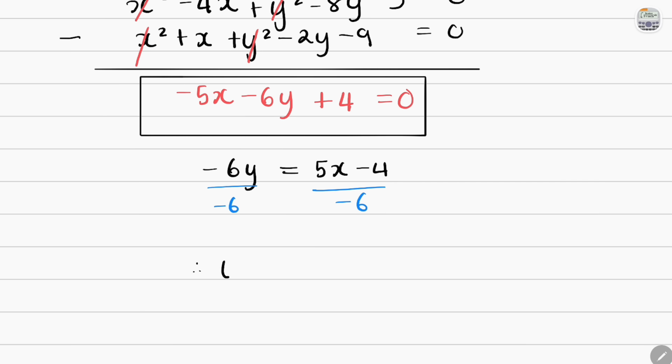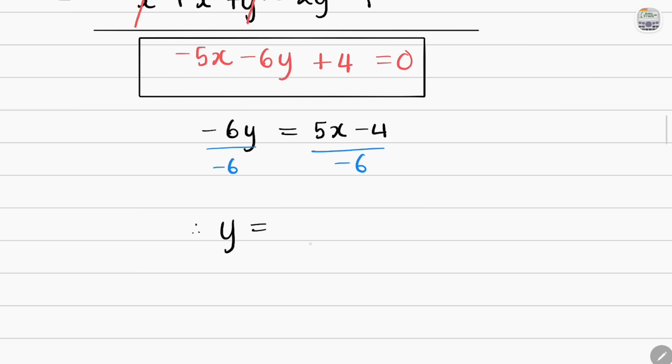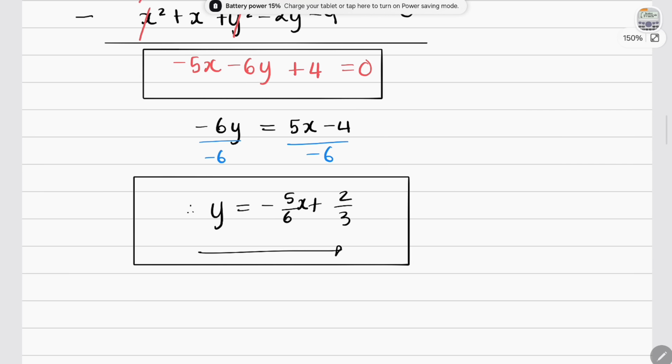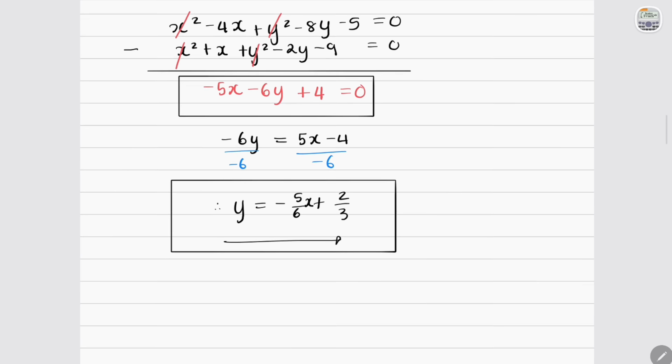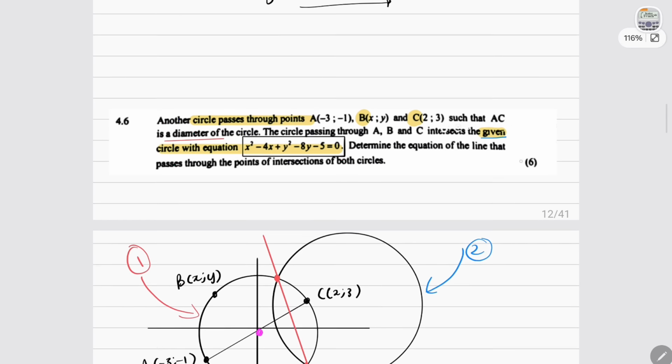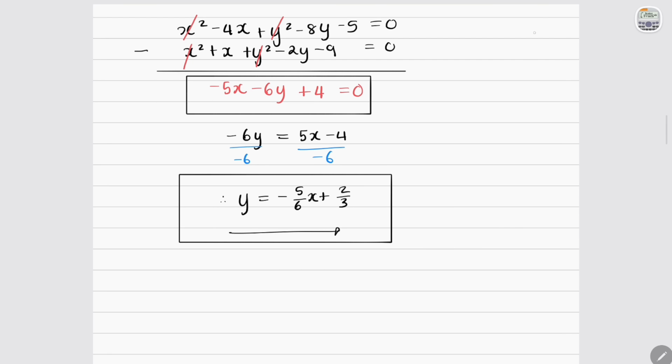So finally, I'll just say the equation of that line is y equals negative 5 over 6. And then what is negative 4 over negative 6? It will become positive. But then 4 and 6 have 2 in common. So divided by 2 is 2. Divided by 2 is 3. So that's plus 2 over 3. Yeah, I noticed I forgot the x. X. Okay. So negative 5 over 6x plus 2 over 3. And that is our answer. And then moving on to the next question.